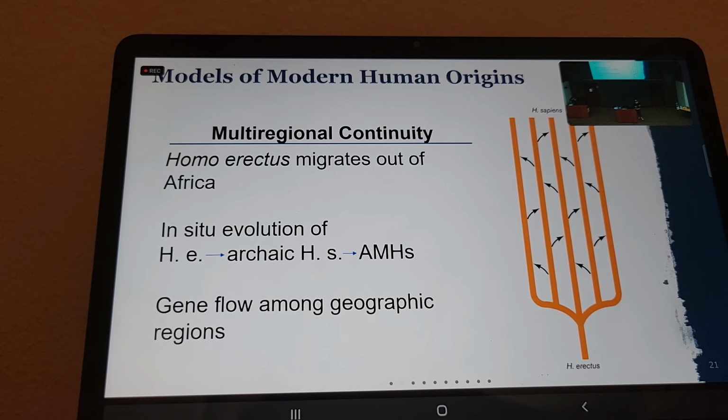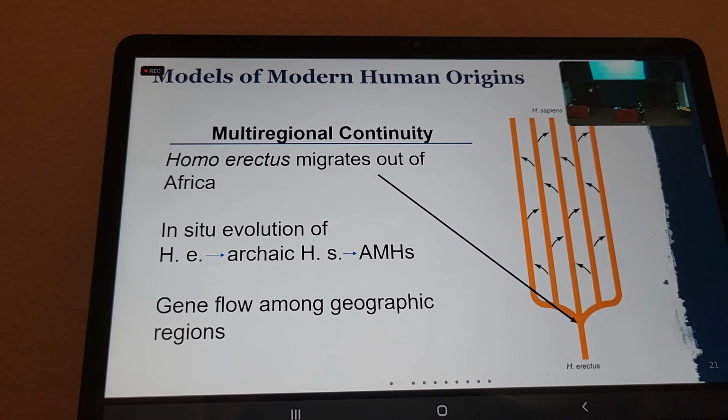There's also an older theory that is currently really falling out of favor, and this is multi-regional continuity. This is where Homo erectus migrates out of Africa, which is where we have the initial speciation event. And in situ, so in place, we get evolution from Homo erectus to archaic Homo sapiens to anatomically modern humans.